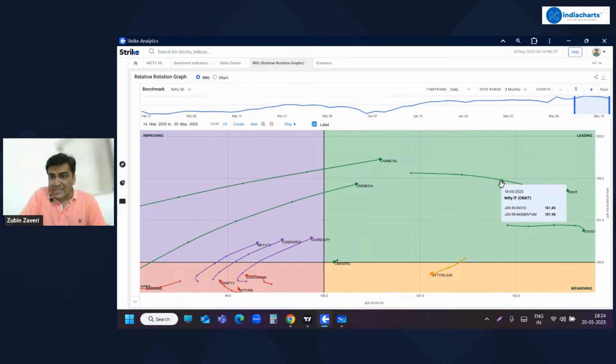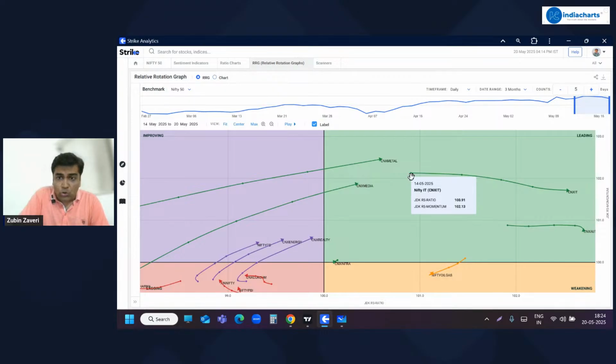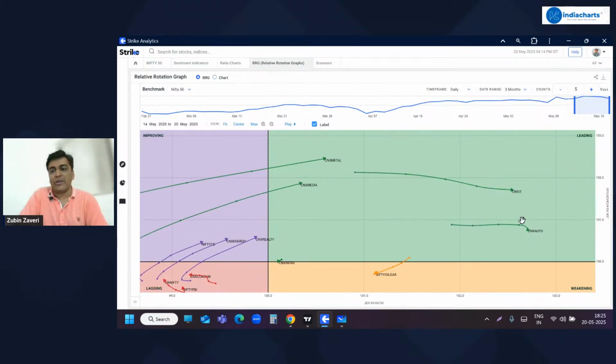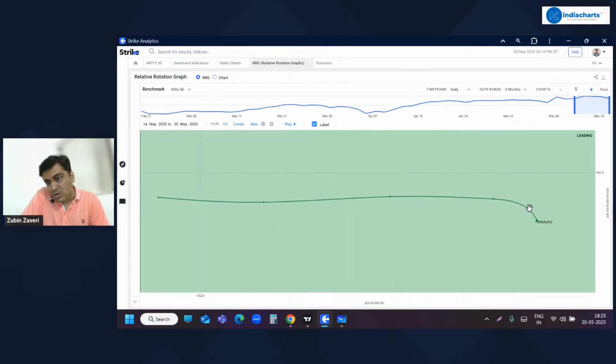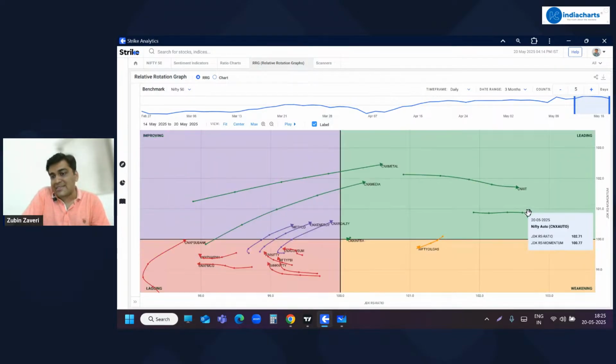Now in IT, 5 days ago the momentum was 102.13, and today the momentum is 101.71. So slightly the momentum has slowed down, meaning some profit booking is coming in the IT index. And the auto index momentum curve has also gone down a little bit, right? Even the auto index momentum has started coming down, but they are still the outperformers. They are better than Nifty.